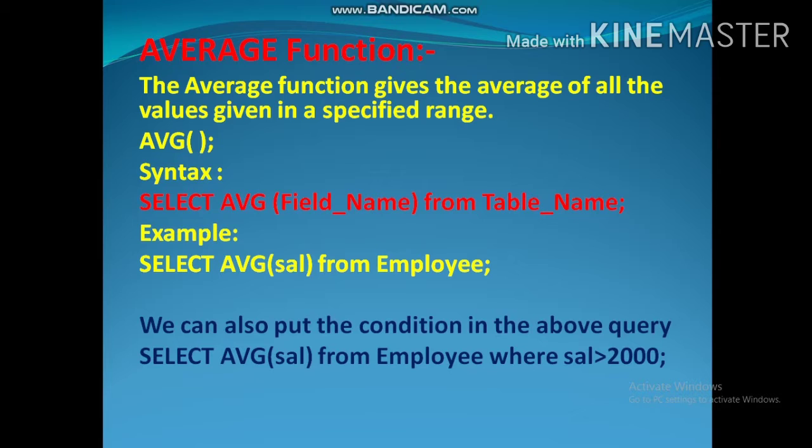We can also put a condition in the above query. Suppose you use select AVG SAL from employee where salary is greater than 2000, that means it finds the average only for those whose salary is above 2000. That is, you can use it with conditions also. We can use it with where conditions also.